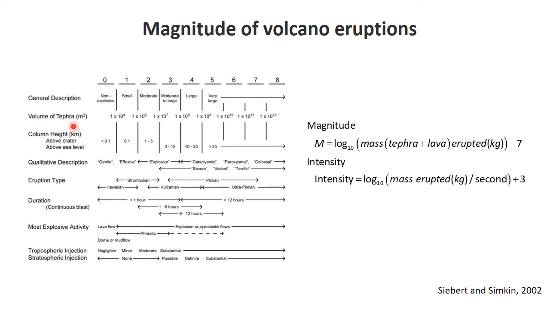So based on that volume, we can actually come up with a magnitude. If we measure that volume, or that mass, we can look at the combined mass of tephra and lava and make a log10 scale of that. And then subtract 7 to get into a reference zone similar to the VEI.